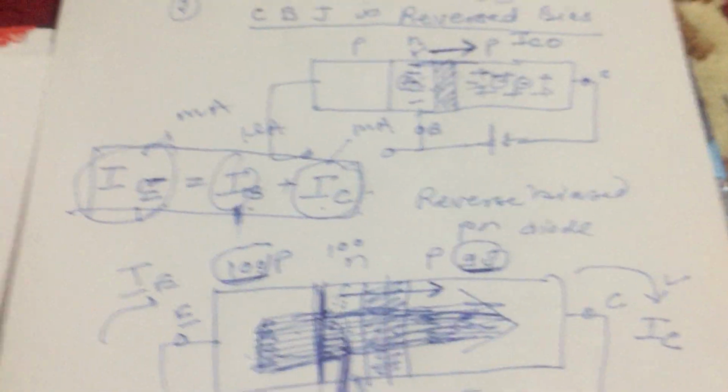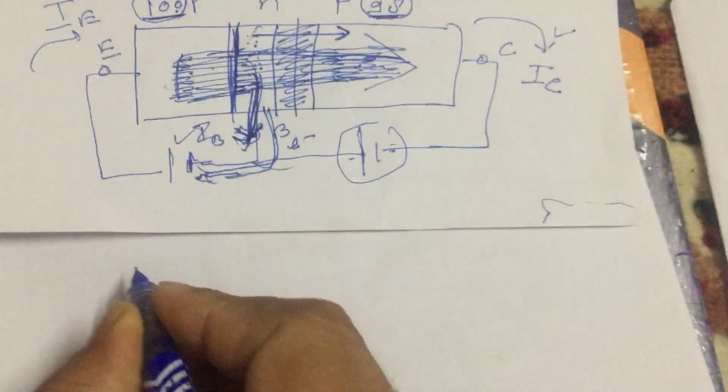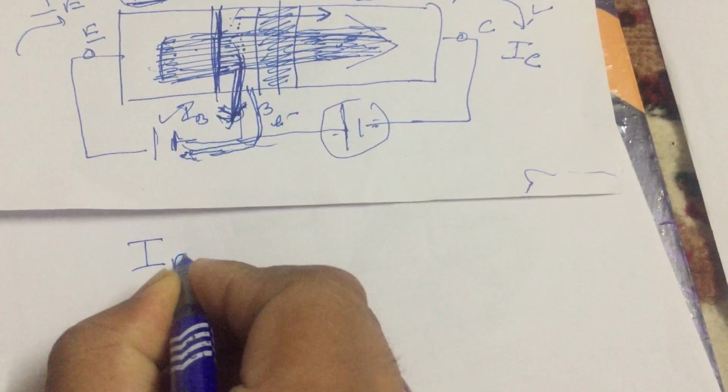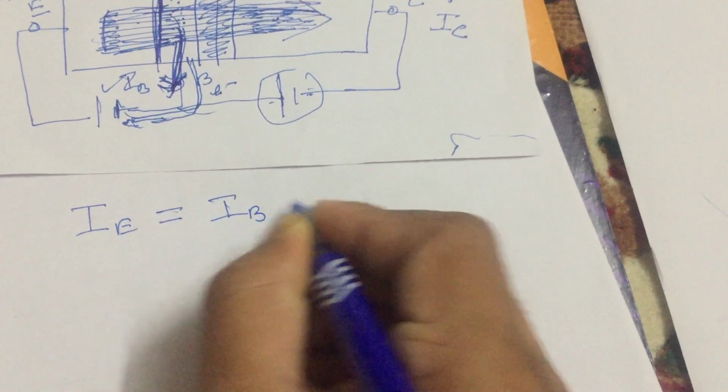Now how is it possible that this current is small? How do we make this current small? Now this is our next question. What we did: IE equal to IB plus IC.